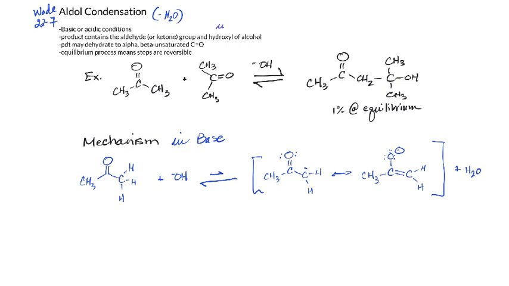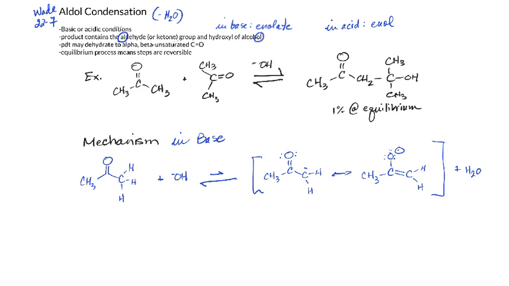So in base, we form an enolate, as the name implies. And in acid, it's an enol. Okay? The product will contain an aldehyde or ketone group and the alcohol, the hydroxyl of an alcohol. And I say it this way because aldol comes from aldehyde, Al, and all from the alcohol, aldol.